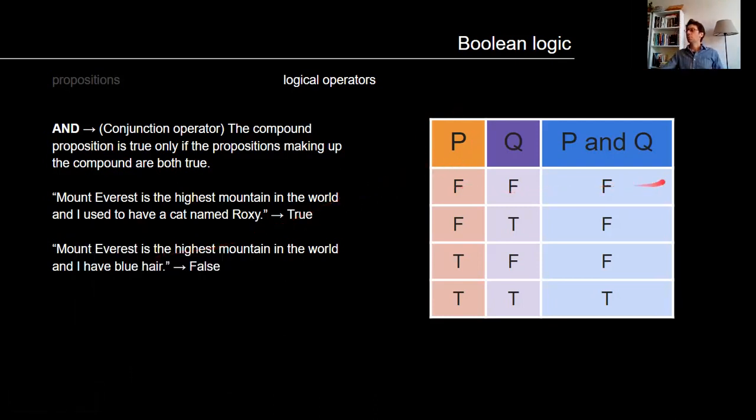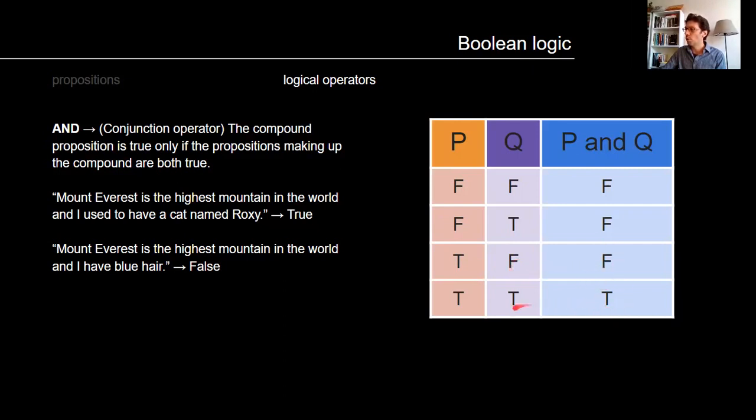Okay, let's look at this row here. When the truth value of proposition P is false, and when the truth value of proposition Q is false, the truth value of P and Q is also false. This is how you should read this truth table. Okay, look at the second row here. When P is false, Q is true, P and Q is also false. When P is true, Q is false, P and Q is still false.